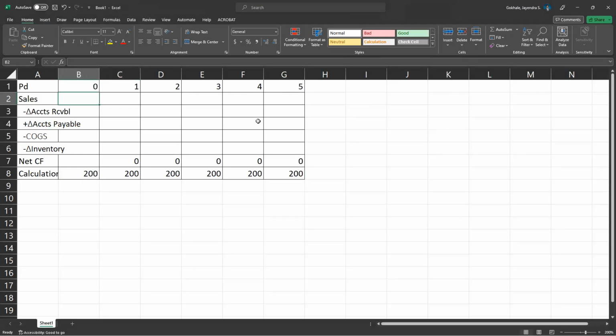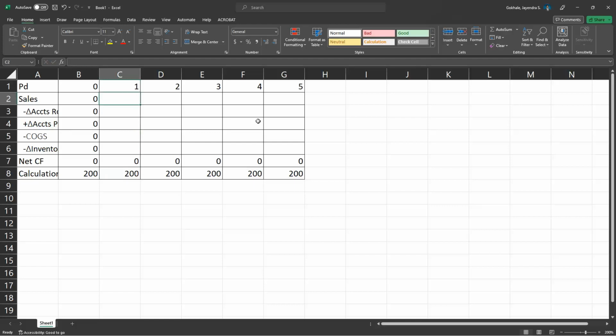We just had cash in period 0. In period 1, the first thing is to build that equation into Excel, which means it's going to be plus sales, that is plus C2, minus change in accounts receivable, plus change in accounts payable, which is 0 right now, minus cost of goods sold, which is also 0 right now, and minus change in inventory.